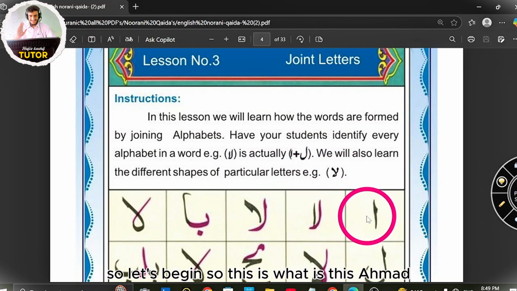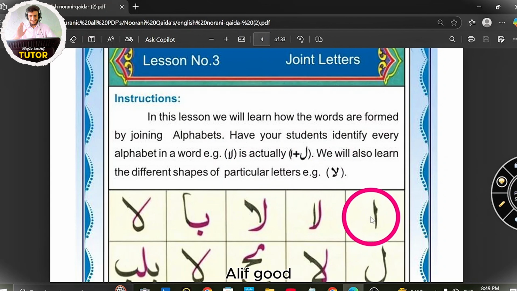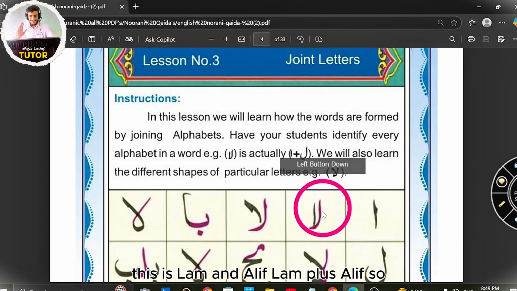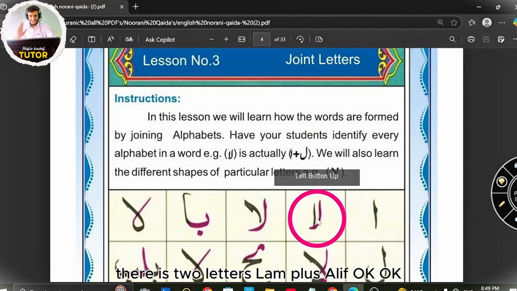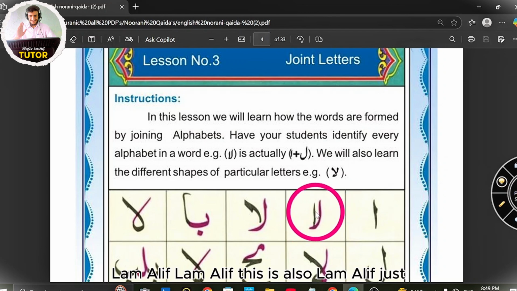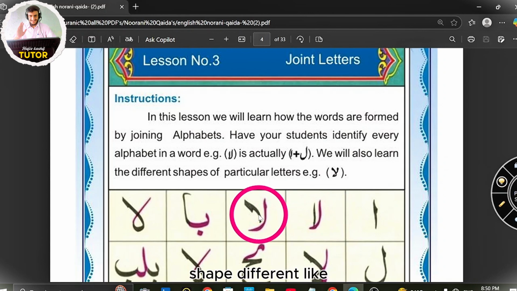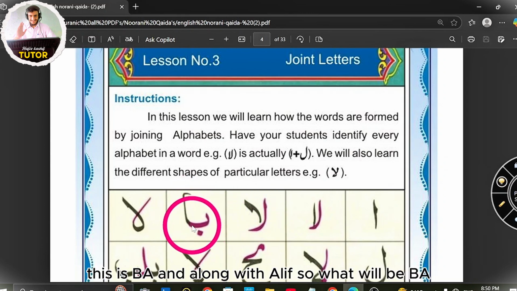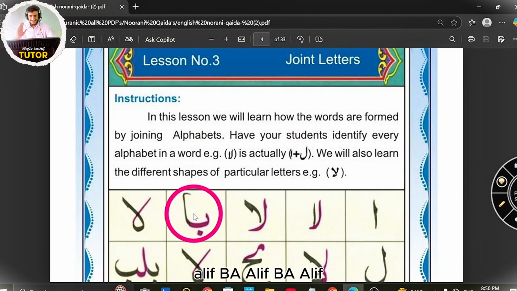So what is this, Ahmad? Alif. Good. This is lam and alif. Lam plus alif, so there are 2 letters. This is also lam alif, just a different shape, just a different style. This is ba along with alif. So what will be ba alif? Ba alif.